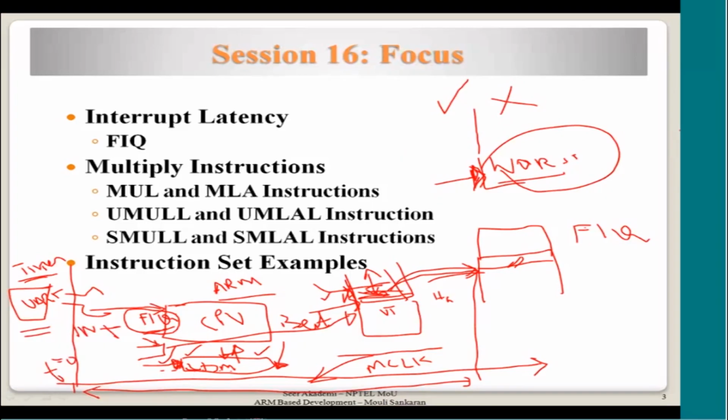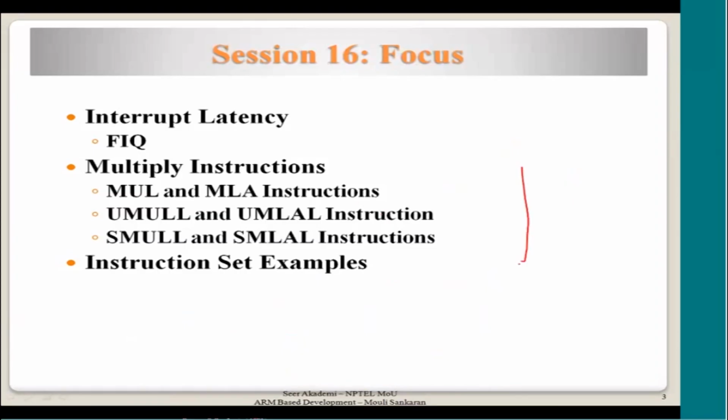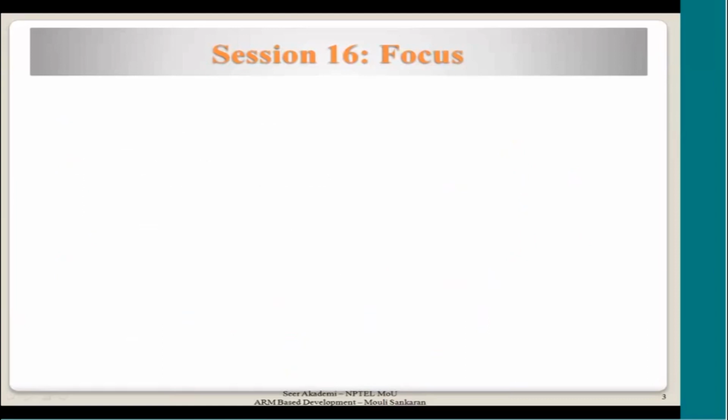So let us see how we can achieve that and how long the latency is going to be, okay? And then we will talk about multiplication instructions and then a few sample examples, okay?